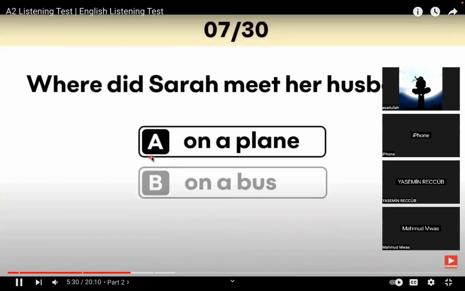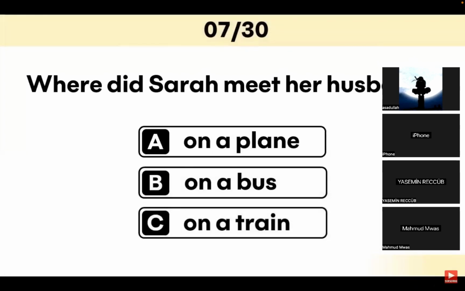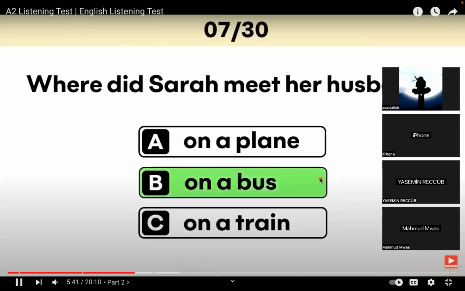Number 7. Where did Sarah meet her husband? On a plane, on a bus, on a train? On a train. On the train, Mr. Asad. B. On the bus, Mr. Mahmoud. Okay.